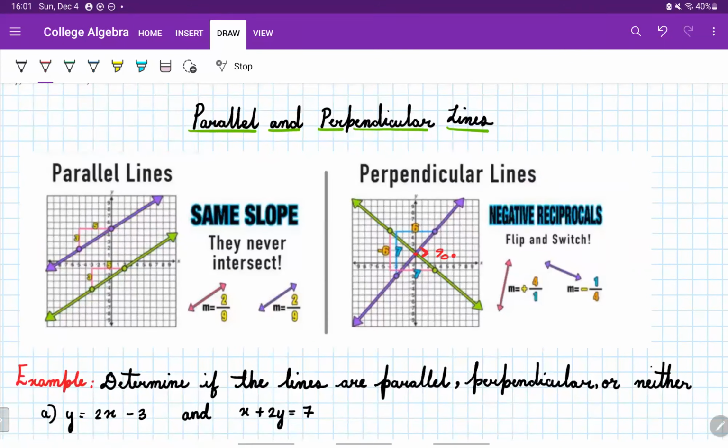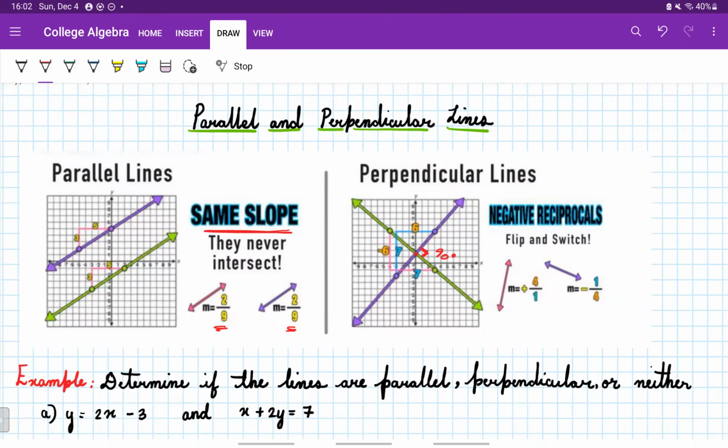So once again, parallel lines never meet and perpendicular lines intersect at one point, and they intersect at the angle of 90 degrees. So how are the slopes related? You can see here parallel lines have the same slope. Here we have two lines and we see that the m of both lines, the green one and the purple one, is 2/9. Whereas when you have perpendicular lines, they are the negative reciprocals.